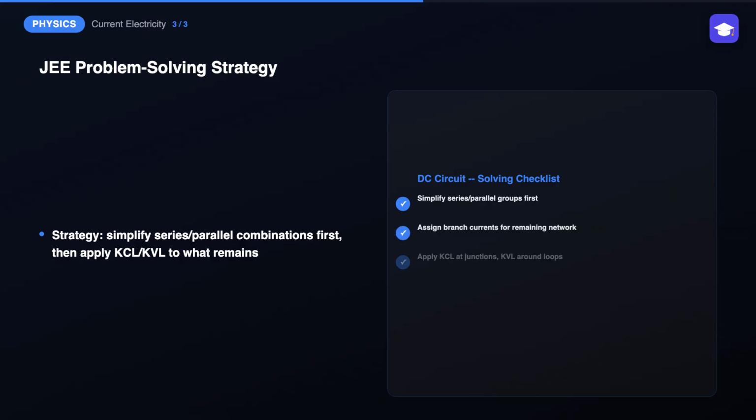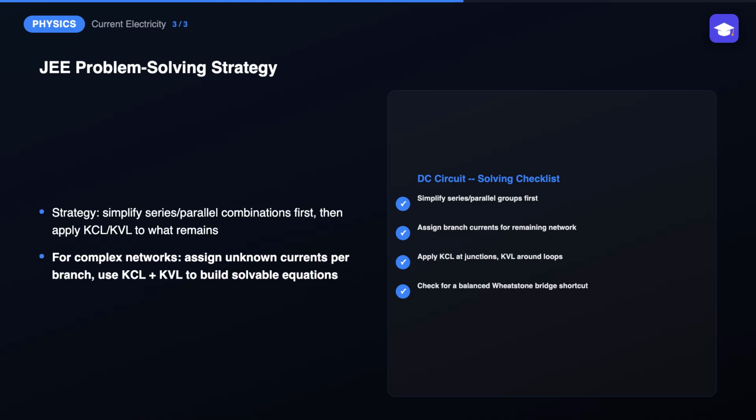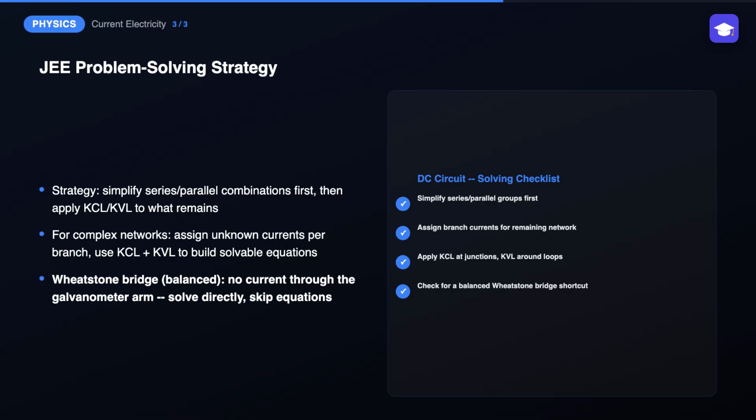For any DC circuit problem, first simplify the circuit as much as possible, combining obvious series and parallel resistor groups before applying Kirchhoff's laws to whatever more complex network remains. When a circuit cannot be simplified through simple series parallel reduction alone, typically because of a more complex bridge-like network, assign an unknown current variable to each distinct branch, apply KCL at enough junctions, and KVL around enough independent loops to generate exactly enough simultaneous equations to solve for every single unknown current.